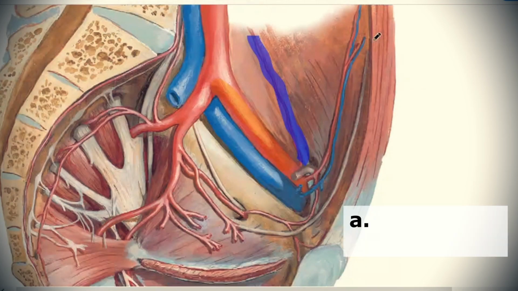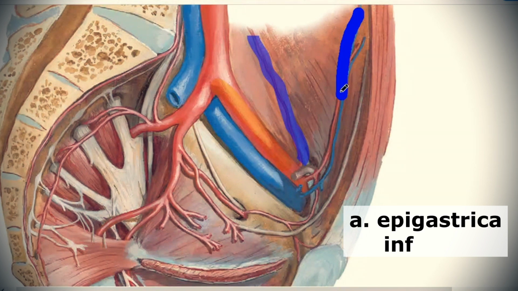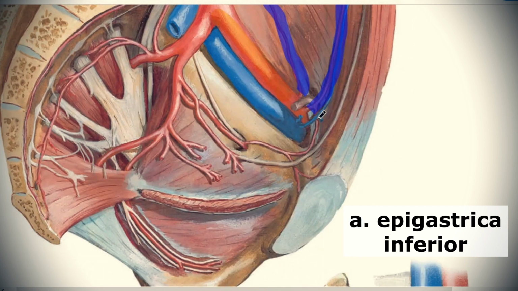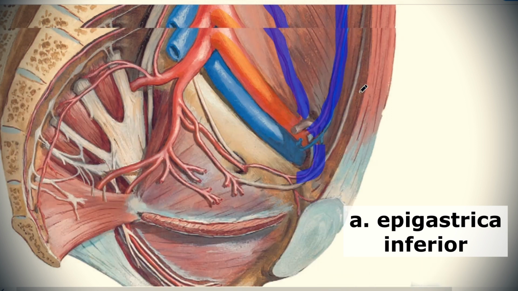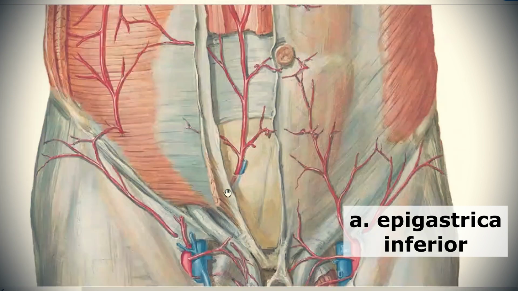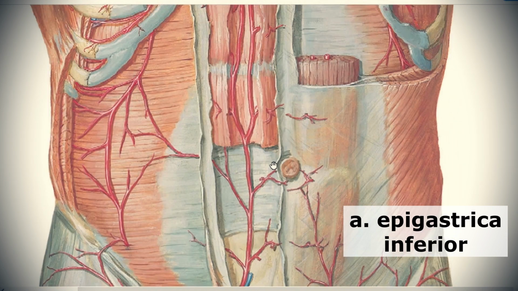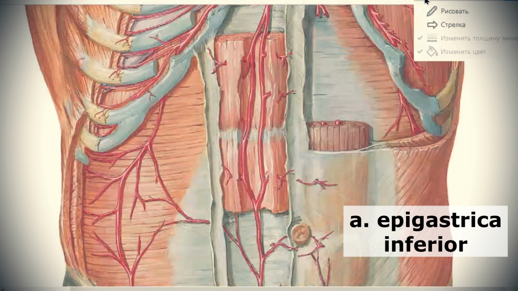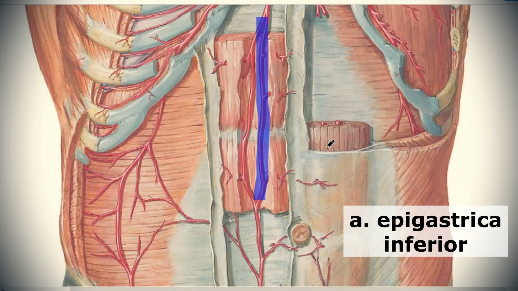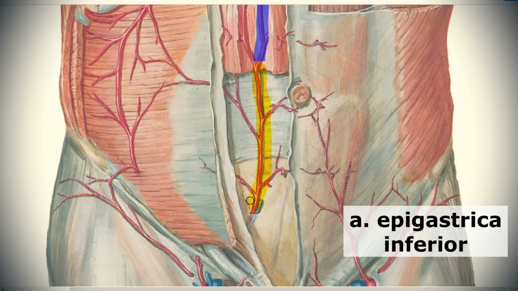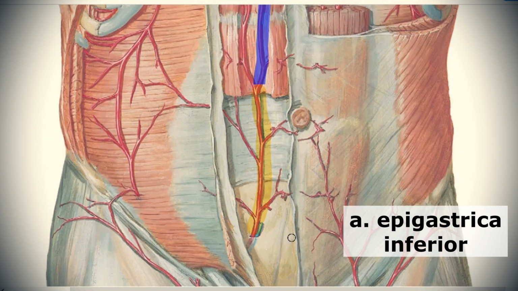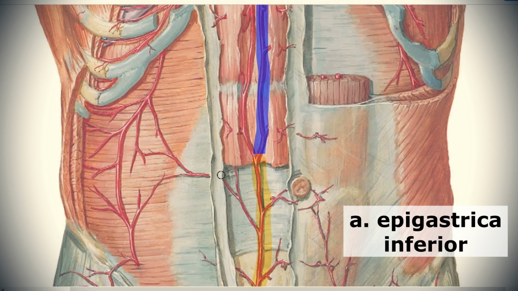And the second one is arteria epigastrica inferior. Arteria epigastrica inferior will also give a pubic branch, ramus pubicus, that will make anastomosis with the pubic branch from obturatoria. And it will go up, enter the rectus sheath, and at the level of the umbilicus, it will make anastomosis with arteria epigastrica superior from thoracica interna. Epigastrica inferior will supply the rectus sheath, musculus rectus abdominis, and also lateral muscles of the abdomen.